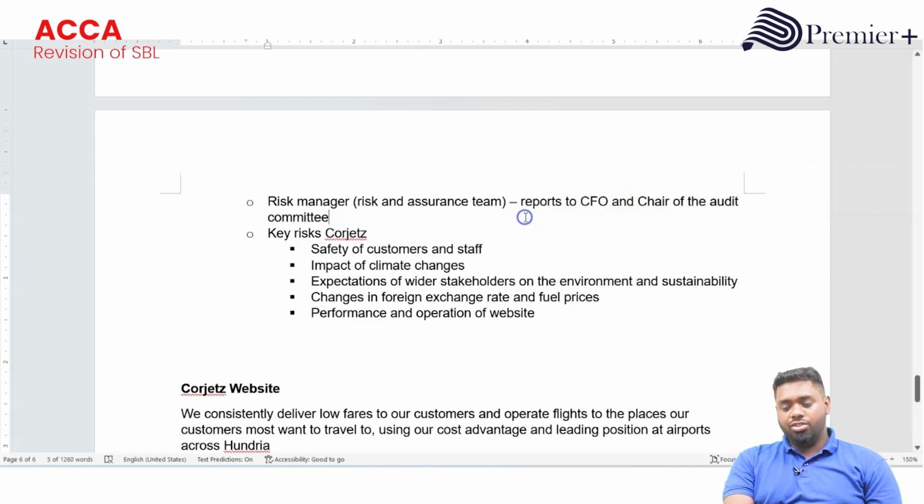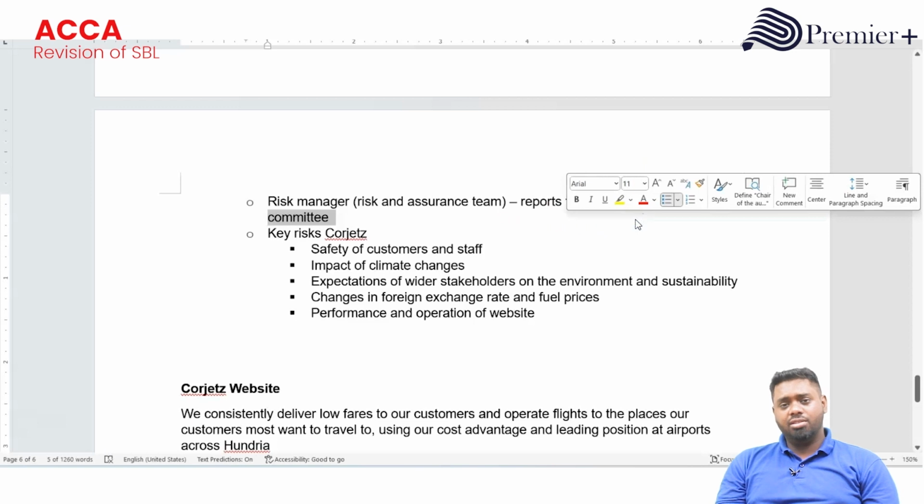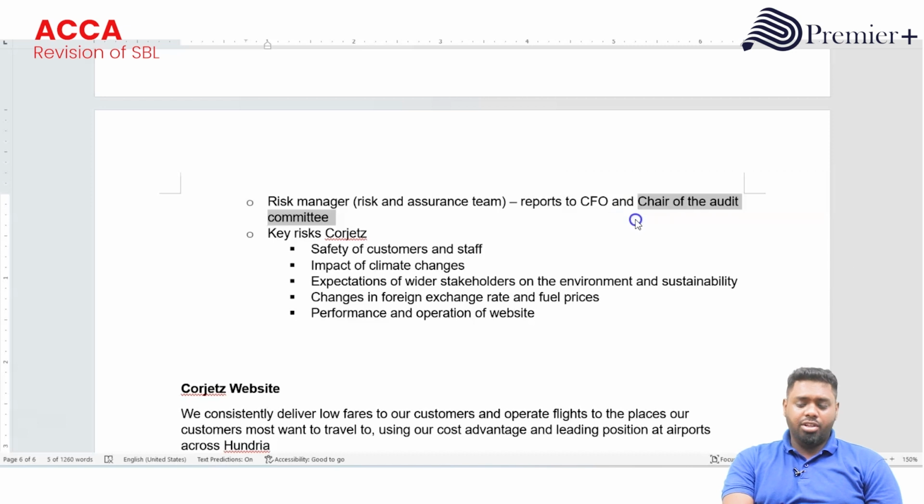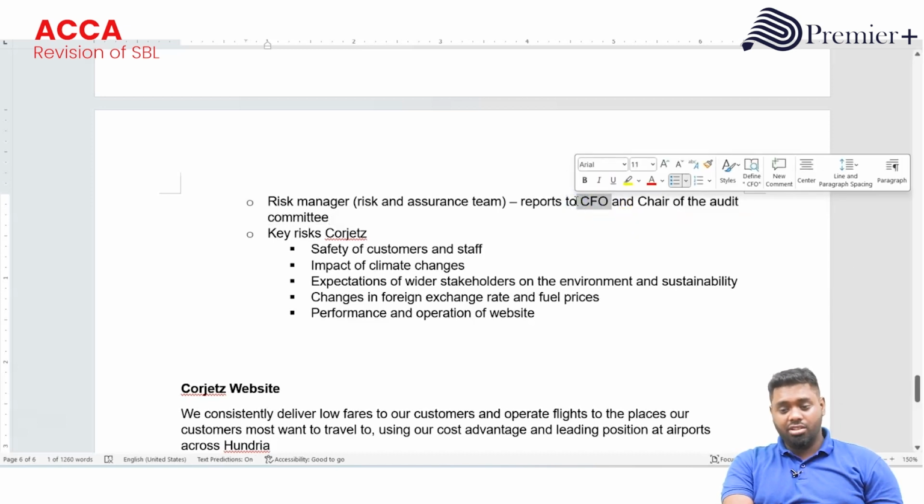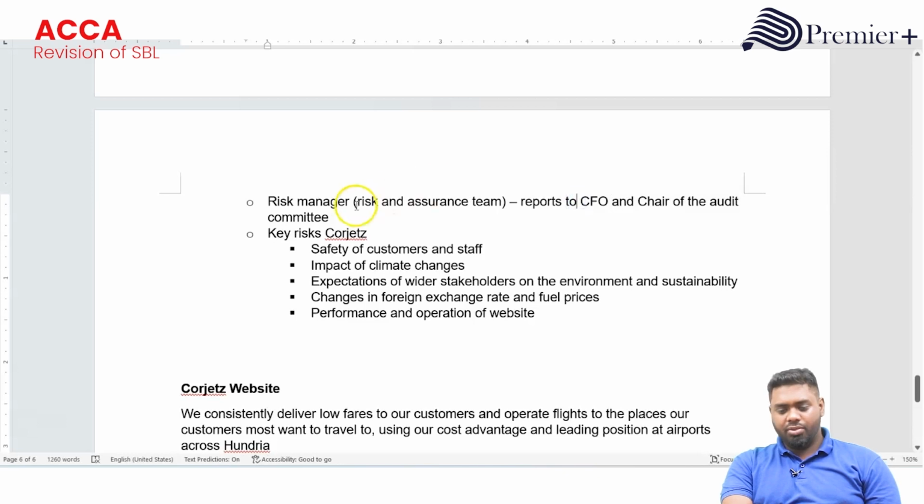However, the risk manager reporting to the chair of the audit committee is fine, because the audit committee has responsibility over managing internal controls and risk management also, and the head of the audit committee is also an independent non-executive director. But reporting to the CFO, chief financial officer, who is an executive director, is very problematic. This will basically affect the independence of the risk manager when performing his task objectively.